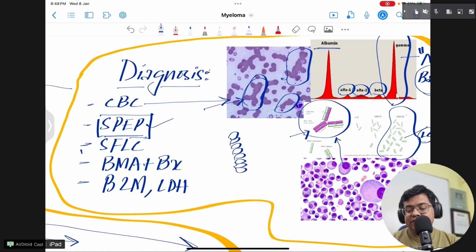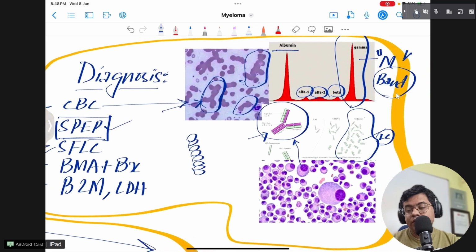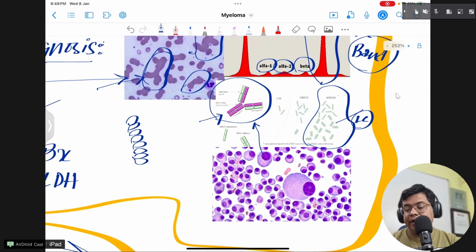Now coming to the next investigation, that is serum free light chain ratio. So every antibody has this pink colored chain, that is the heavy chain. So there are two heavy chains and there are two green chains. These are the light chains. So there are two heavy chains, two light chains.